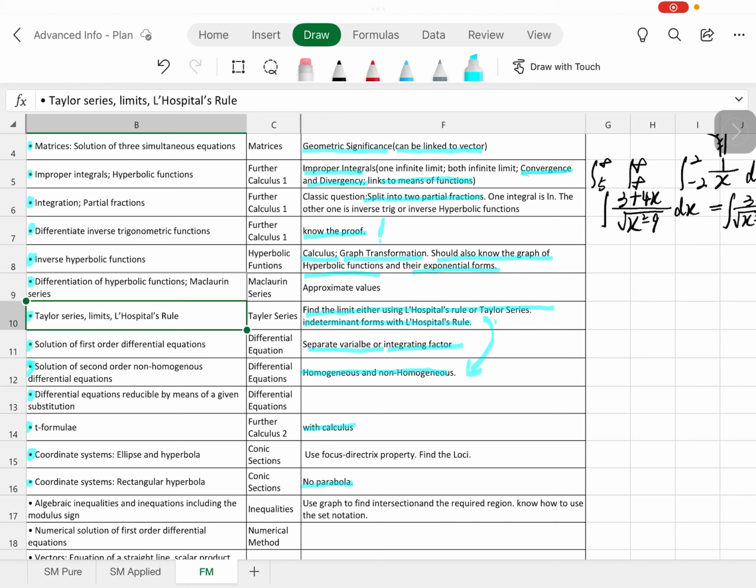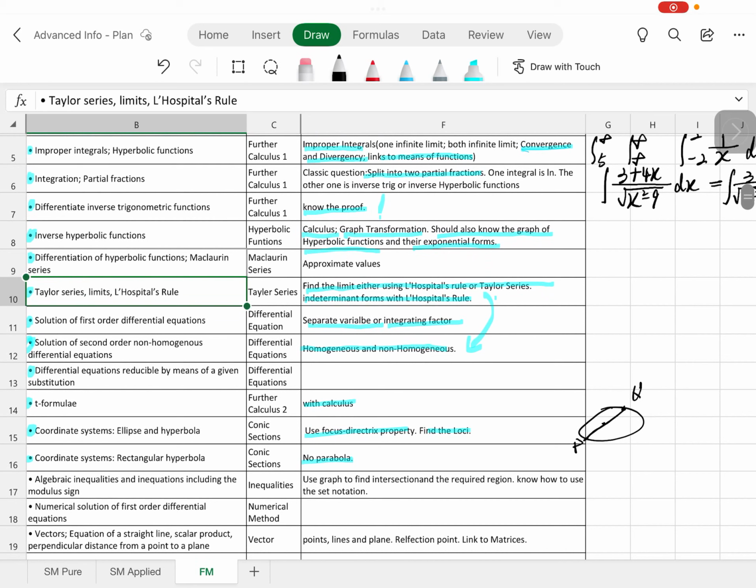So knowing the focus-directrix property, they can also ask you to find loci. For example, I have an ellipse, and then I take 2 points, P and Q, and I can ask you to find the locus of the midpoint of PQ. So those kinds of questions. Let's move on to the next one.